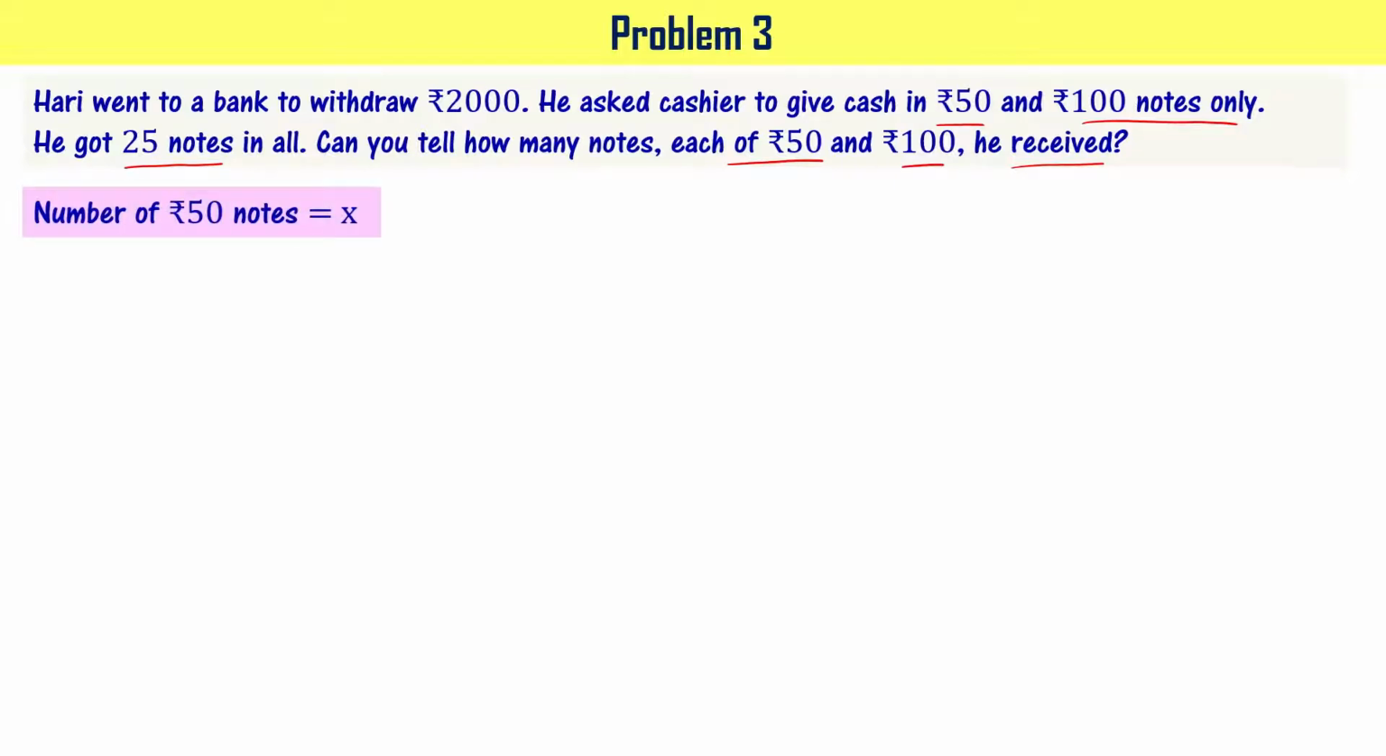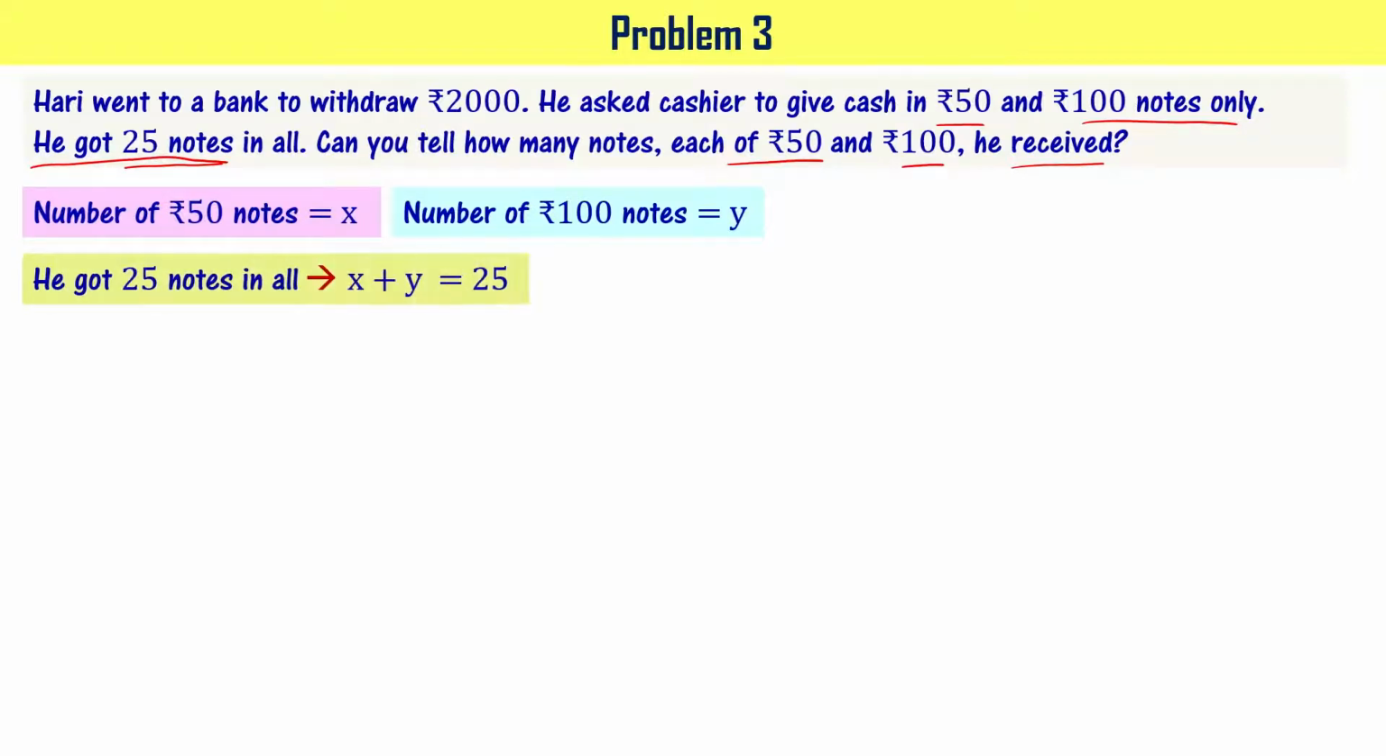Let's say that the number of 50 rupees notes he received is x. The number of 100 rupees notes he received is y. As per the first statement, he got 25 notes total, right? It means x plus y equal to 25. The second statement: he has withdrawn 2000 rupees in the notes of 50 rupees and 100 rupees only, right?